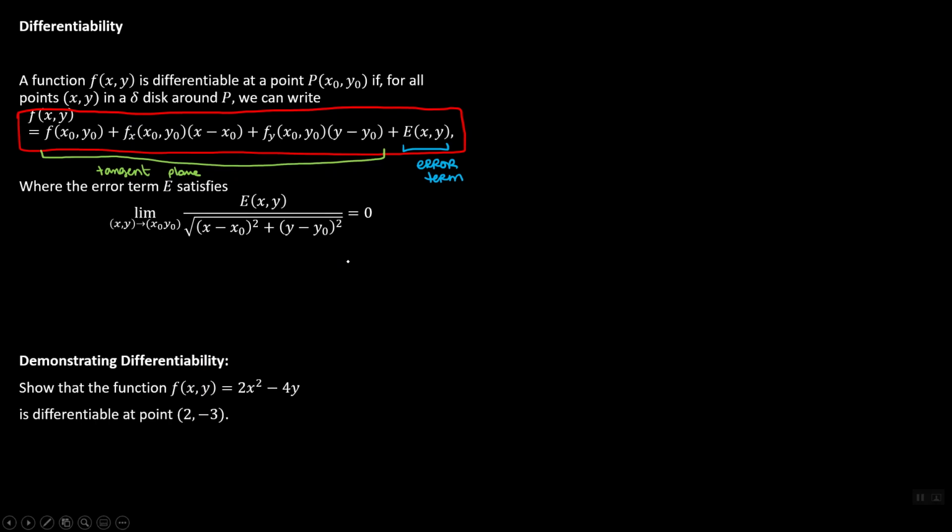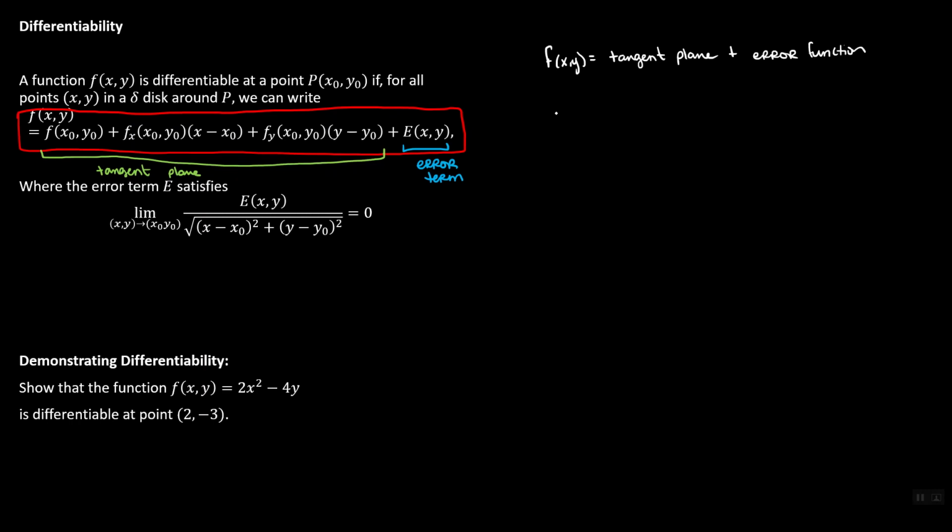So if we want to demonstrate that a function is differentiable, the first thing we're going to do is create that representation of our function using our tangent plane plus an error term or error function.